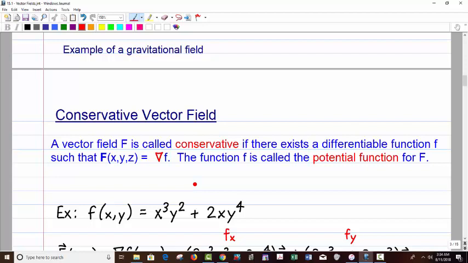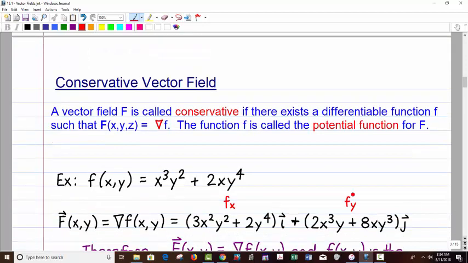And you should recall the gradient, where you take the partial of f with respect to x, y, and z, and they go with i, j, and k. So that's still the same idea as before.